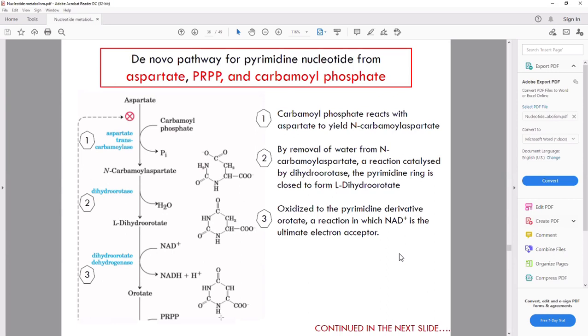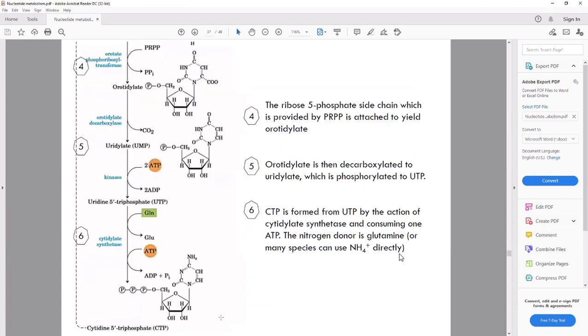Next is now orotate. The next step involves the acquisition of ribose 5-phosphate, in which orotate is going to react with PRPP, catalyzed by orotate phosphoribosyltransferase to form orotidylate. So now it is attached to this PRPP ribose 5-phosphate.